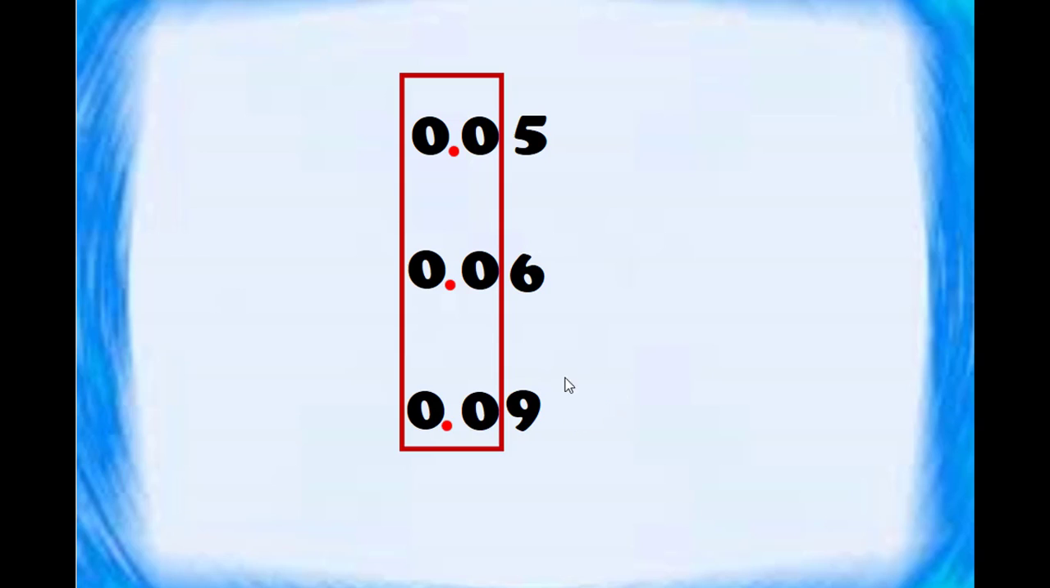6%, decimal point, 2 number places to the left, fill in the gap with placeholders and take away the percent symbol. 9%, decimal point, 2 number places to the left, fill in the gap with placeholders and take away the symbol. As you can see, all these zeros are the placeholders which fill in the gap where the numbers are missing.